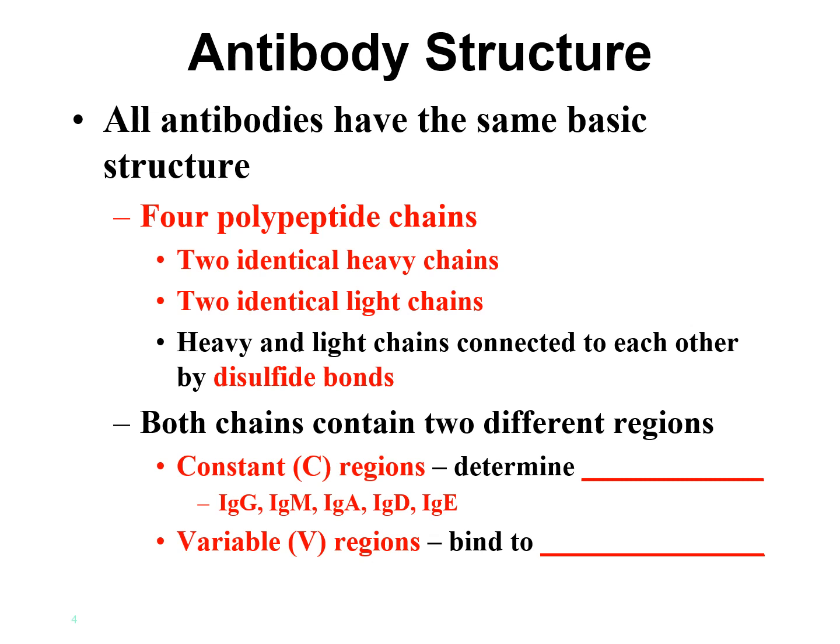Both of the chains contain 2 different regions. There's the constant or C region. That's going to determine the antibody class. So the C region determines the antibody class. So that's whether the antibody is an IgG antibody, IgM, IgA, IgD, or IgE. The variable or V region of the antibody is what binds to the antigen. So the V region binds to the antigen.